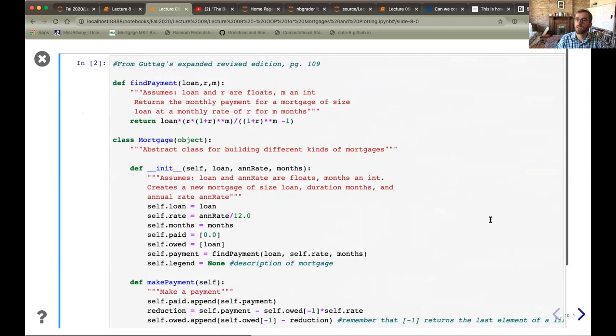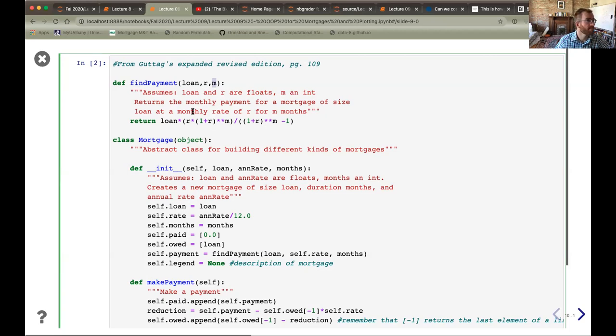Okay, so all this was to allow us to explain how to come up with this find payment function, which we've used to implement in our mortgage class. All right, so how does this work? We define a function called find payment, where we have our loan amount, that's P0, R, which is our rate of interest, and M, which is going to be the total loan period. That's the number of months.